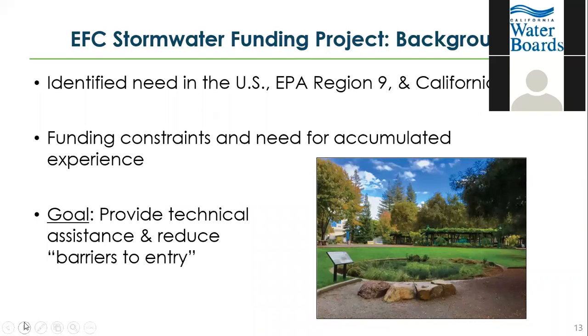So as a little bit of background, the EFC stormwater funding project, asset management stormwater funding, is an identified need in EPA Region 9 in California, as many communities know, but also at the US level as well. There was a national stormwater funding task force that recently published a report, which has a lot of interesting findings. So I encourage you to read that.